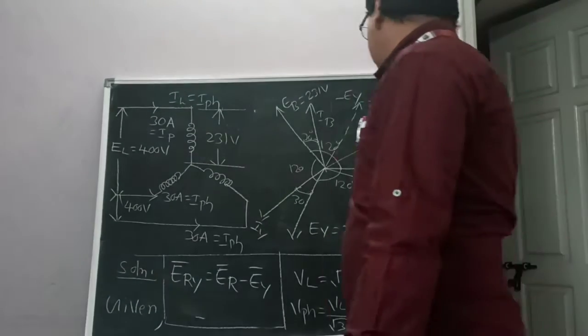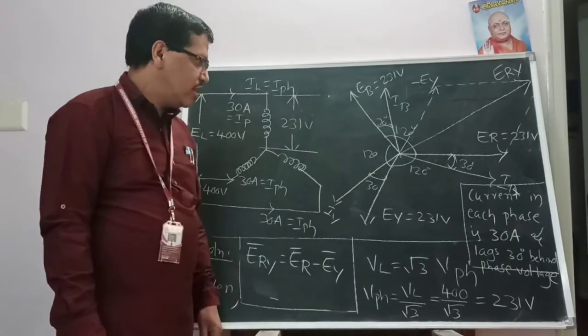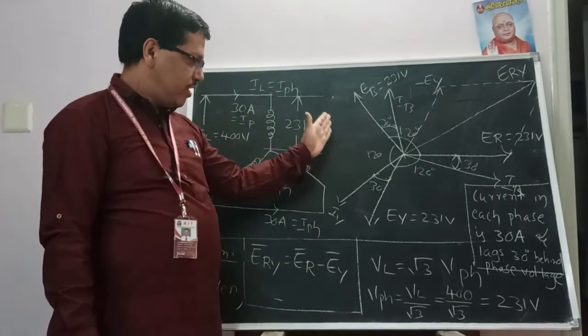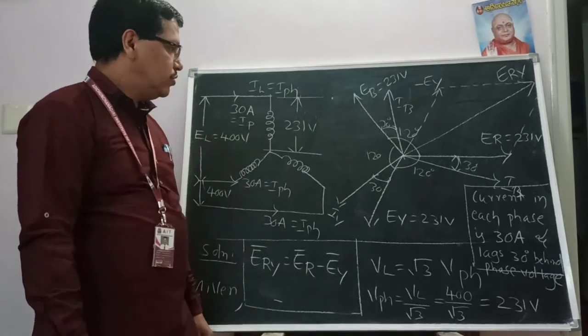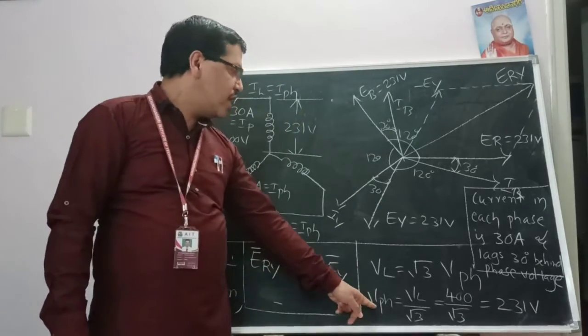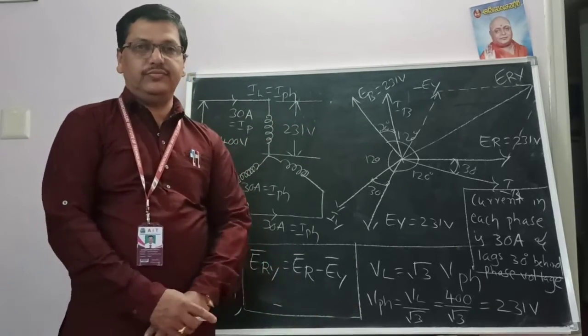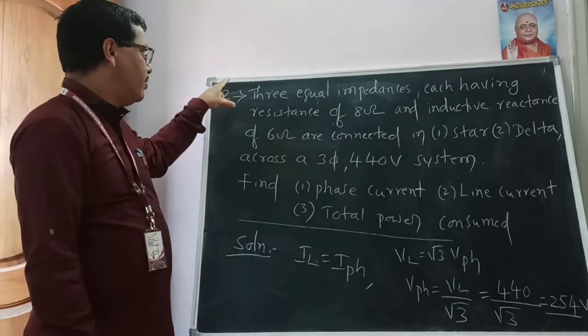So as usual, we already know the angles connected to this vector diagram. So this is the vector diagram connected to this problem. First he is asking the power, second the phase voltage, third to draw the vector diagram. So come to the second problem.